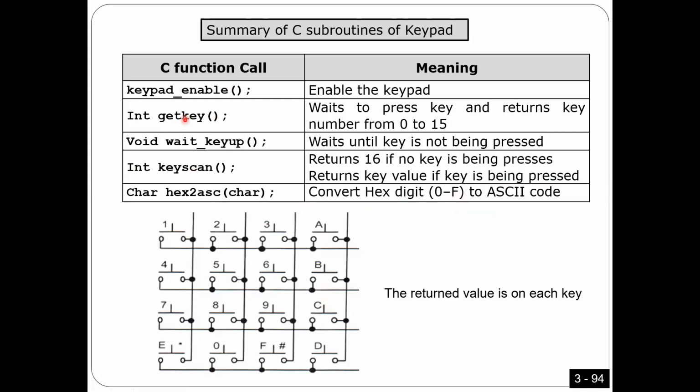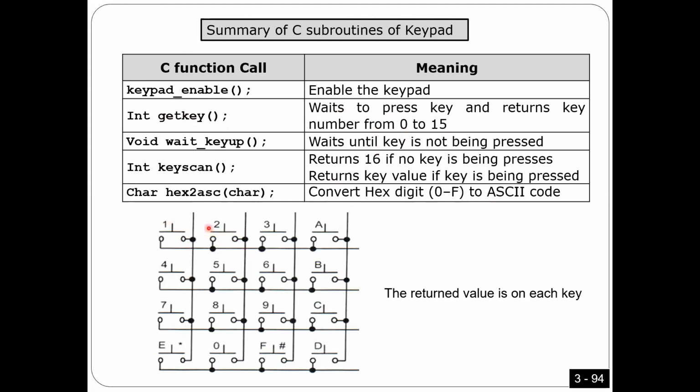The second one is called get key, right? This one is identical to keypad in assembly. This one is going to wait until you press a button, and it is going to return the number, not ASCII. You got what I'm saying?